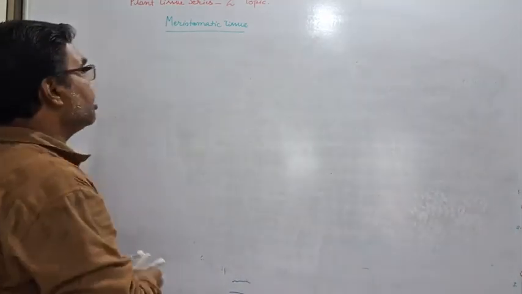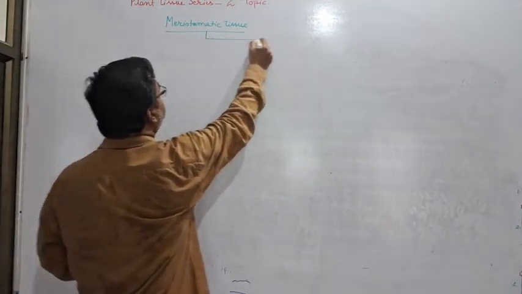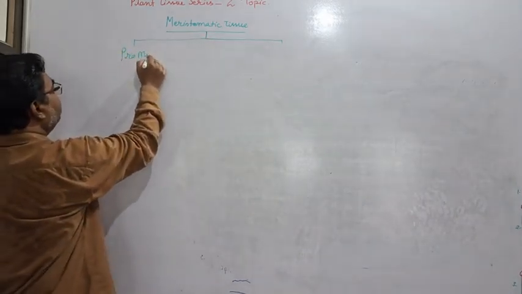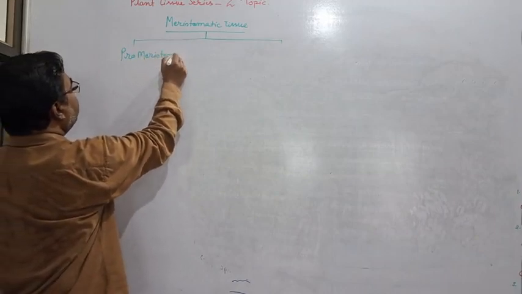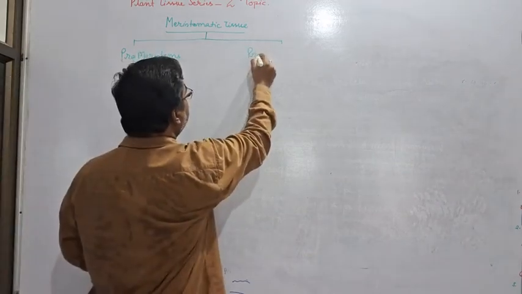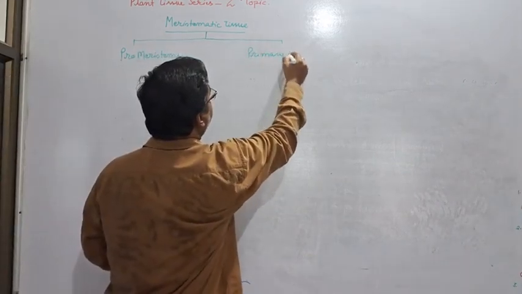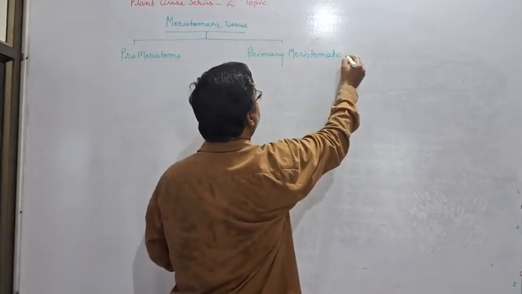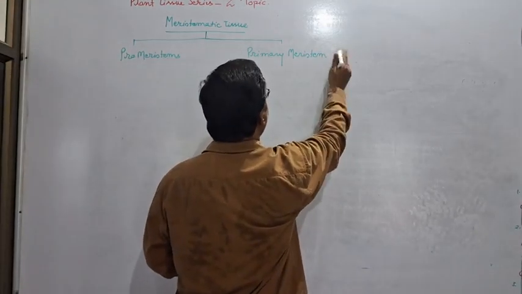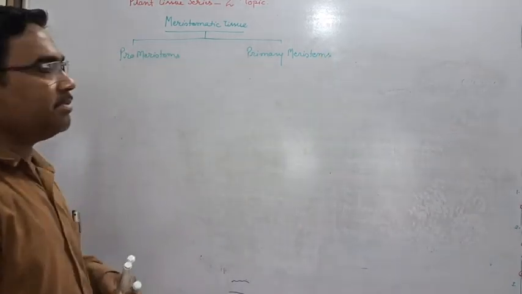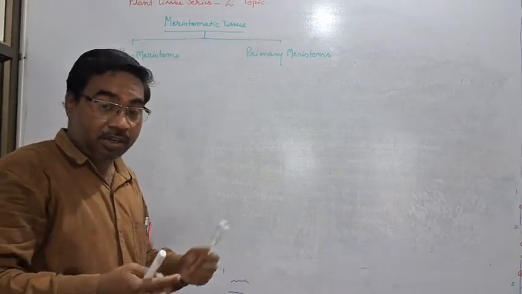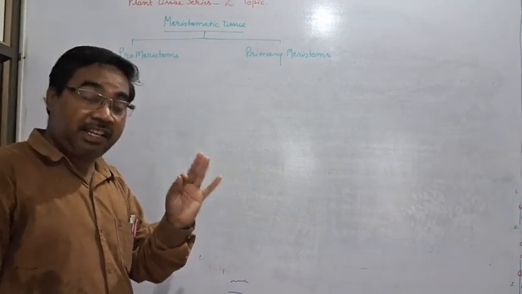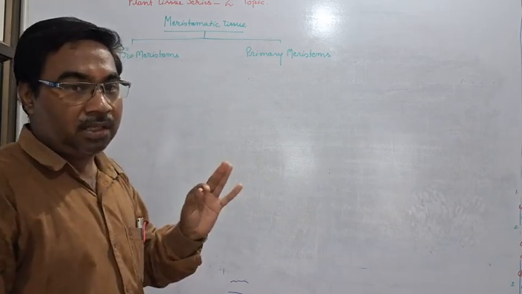Broadly, meristematic tissues can be of two types. First, promeristem or promeristematic tissue, and second is primary meristematic tissue or meristems, we can write. Promeristems and primary meristems. Now, what are the differences? Promeristems are the initial tissues formed from the embryo.